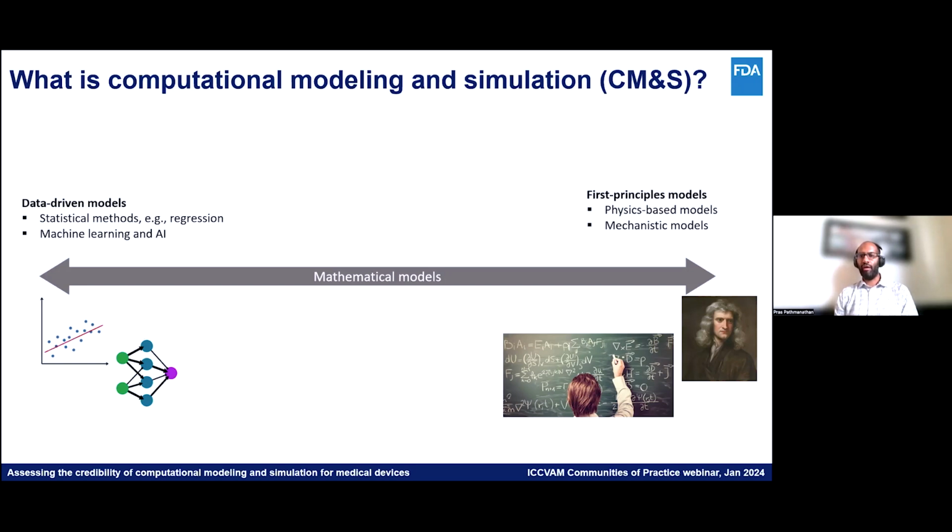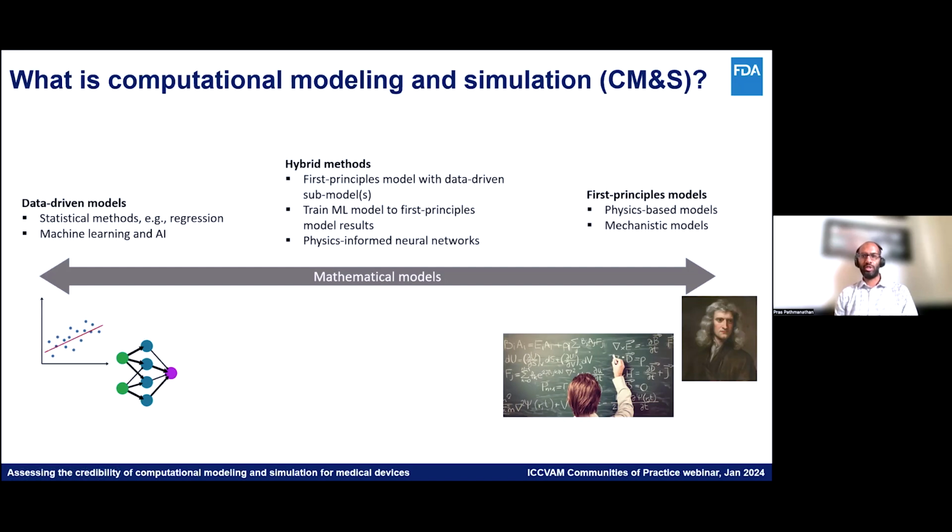So here we have what are sometimes referred to as first principles-based models, which includes things like physics-based models or mechanistic models. The image is a picture of Isaac Newton, who obviously postulated that force equals mass times acceleration. That forms the basis of many of the models. But really, this is a spectrum. There's no clear delineation between these two different types of approach. And there are hybrid methods that use both.